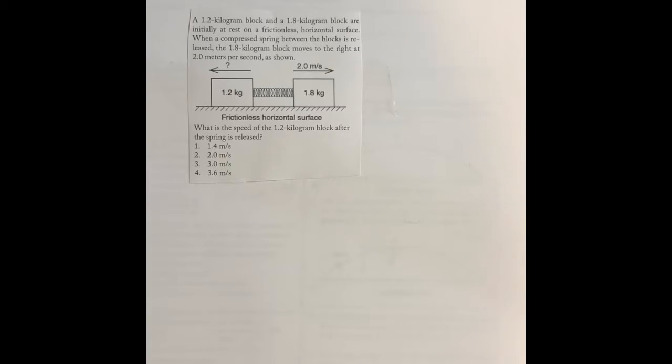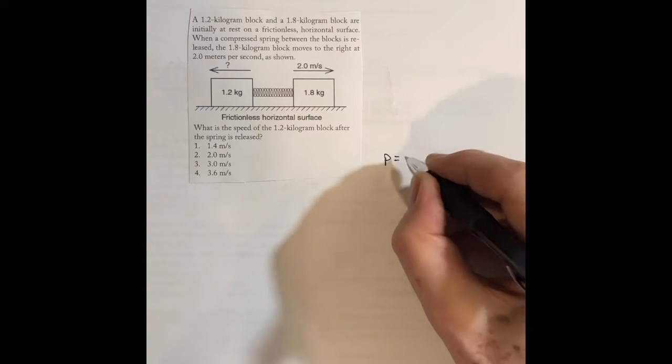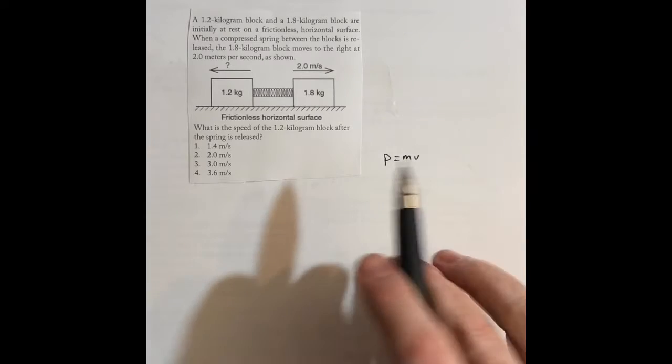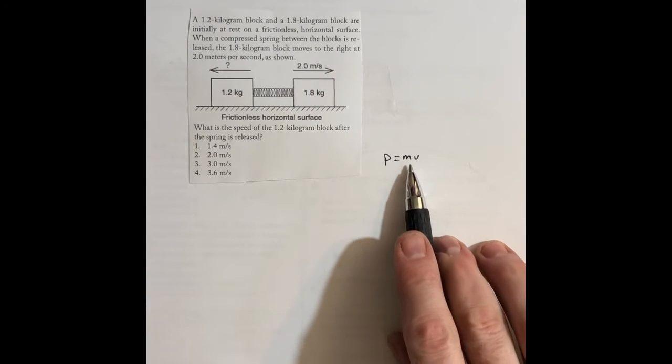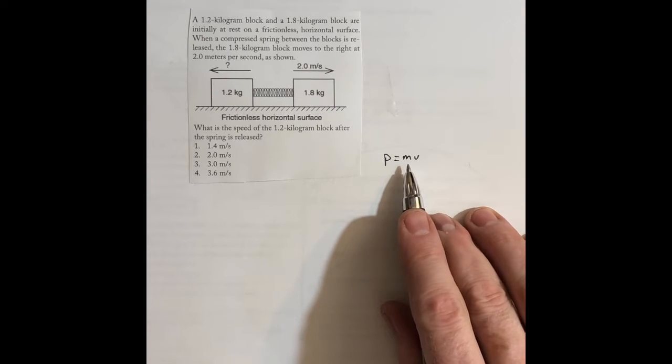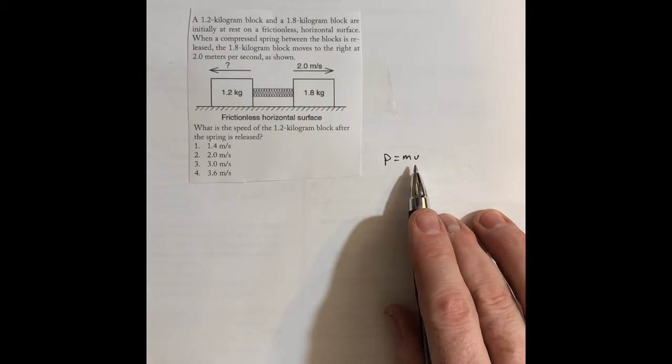Okay, so we're going to go through some conservation of momentum questions. Our basic momentum formula is p = mv. p is the symbol for momentum, m is mass, and v is velocity. Mass is usually in kilograms, and velocity should be in meters per second.